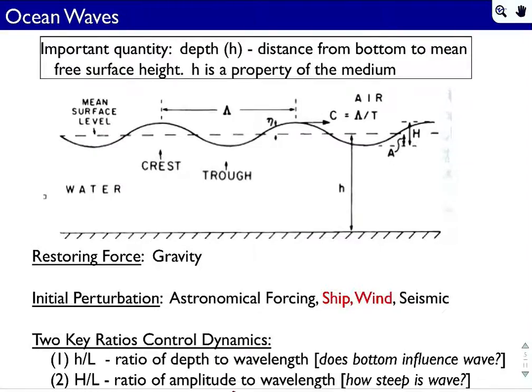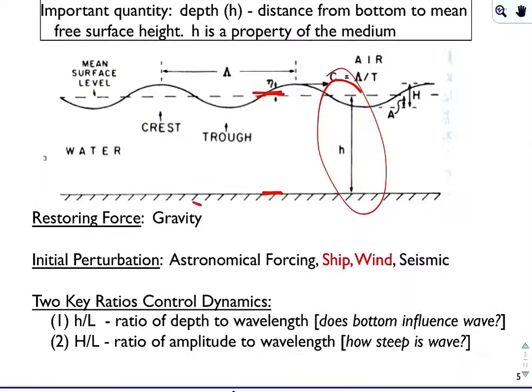Ocean waves have one additional key factor, which is the depth, usually noted as h, the distance from the ocean floor to the mean wave height. So it's an additional dimension that will play a role in some waveforms.